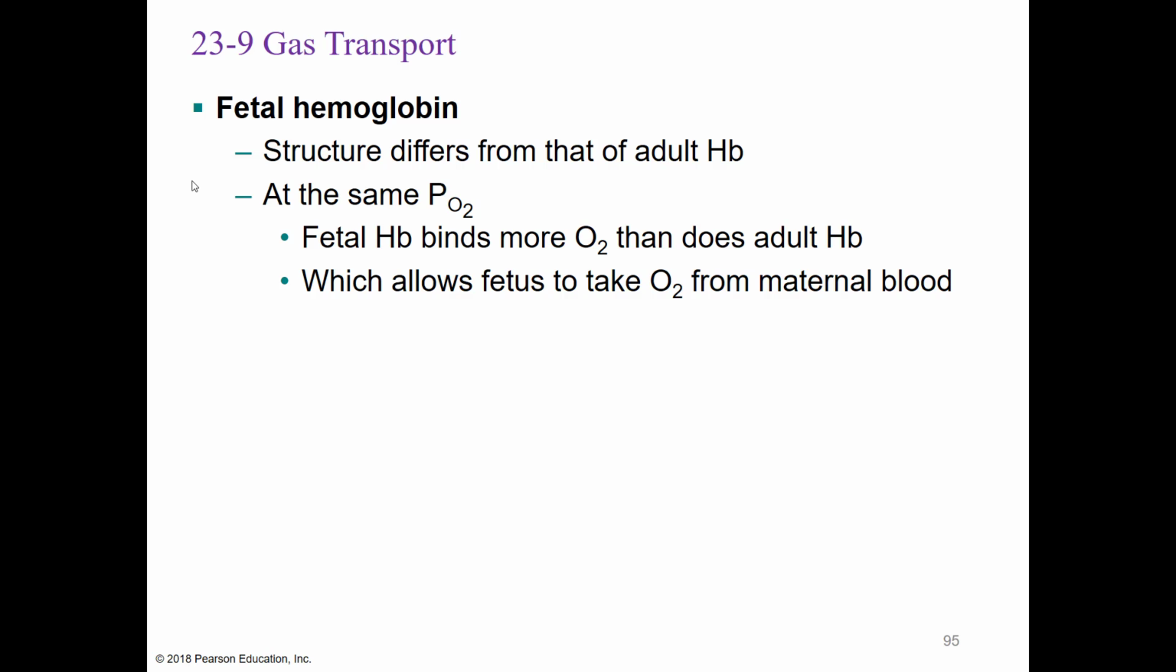Fetal hemoglobin is a bit different from adult hemoglobin. The structure differs, and at the same partial pressure of oxygen, fetal hemoglobin will bind more oxygen than adult hemoglobin. This will allow the fetus to take oxygen from mom's blood.